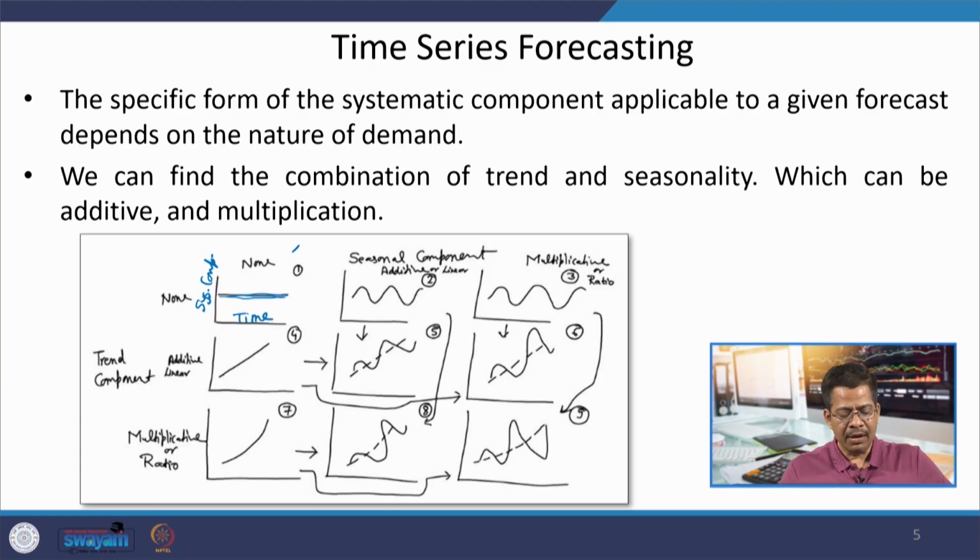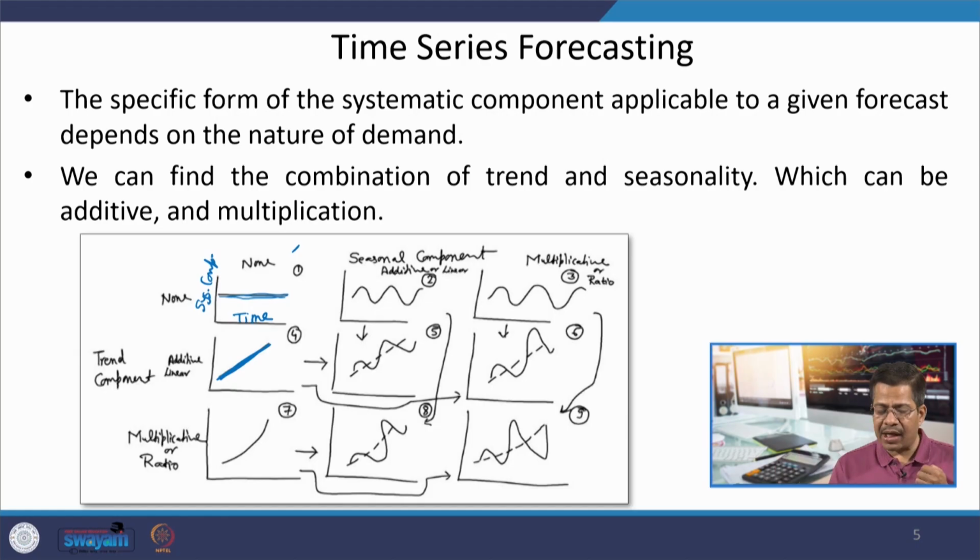So, here you see that the systematic component of demand is almost horizontal, parallel to the x axis, in diagram number 1. In diagram number 2, we have a seasonal component which is linear, but there is no trend. Okay, before we go to diagram 2, let us go to diagram 4 first, which is easier to understand. Now, in diagram 4, there is no seasonal component, only a linear trend, and you can see that this is an additive trend. So, a straight line like this is created.